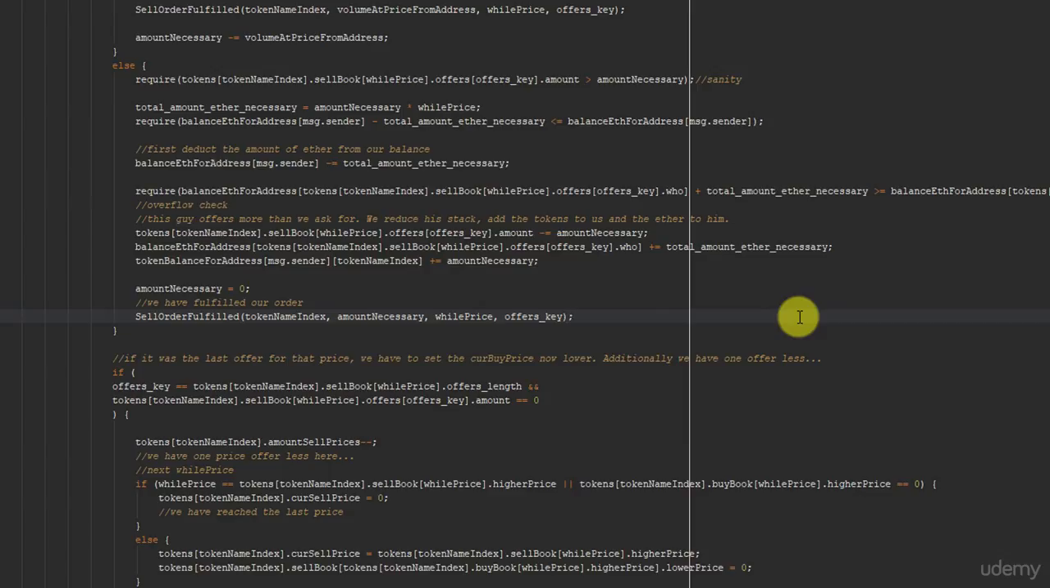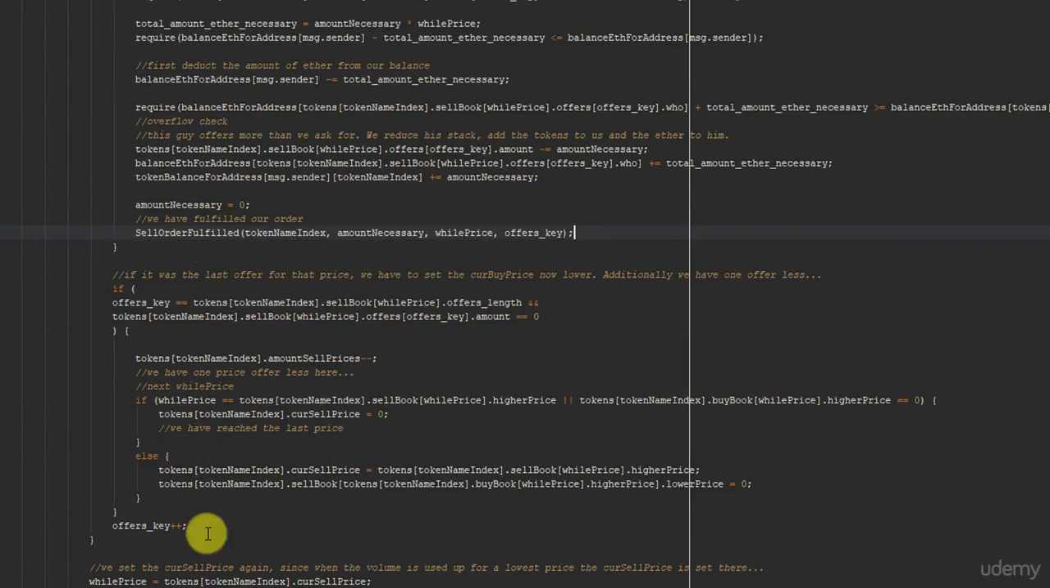Let me clean this up a little bit here. And at the end, we just check if we had the last offer from our sell book, and we check if we have the last offer in the offers mapping, and the last offers mapping is 0, then we can actually take out this sell limit order. So we reduce the amount of sell prices in order to get our order book right.